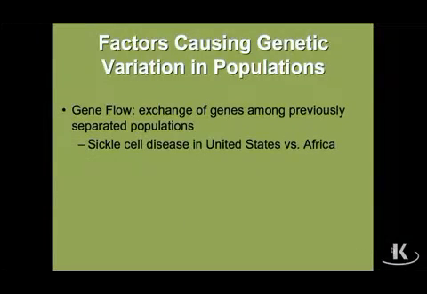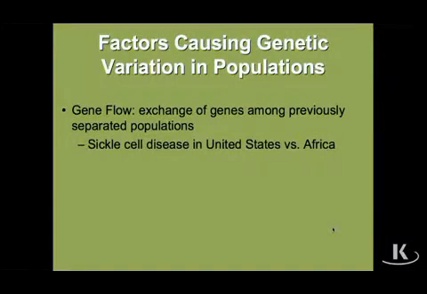Another complication in population genetics is gene flow, the exchange of genes between previously separated populations. Sickle cell disease provides another example of this. I mentioned just a few minutes ago that approximately 1 in every 10 African Americans is a carrier for sickle cell disease. But nowadays we have a lot of intermarriages between American blacks and whites. Genes are flowing back and forth between those 2 previously separated populations.